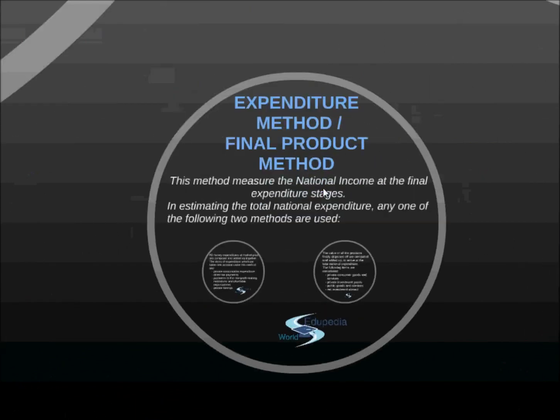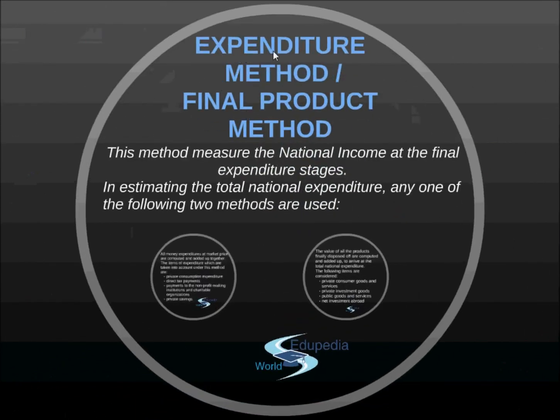The last method to find out the national income is the expenditure method or the final product method. Now, this method measures the national income at the final expenditure stages, that is, the expenditures which are done by the consumers, the government, the industries, etc. At that particular stage where they are doing their expenditure, we calculate the national income. In estimating the total national expenditure, any one of the following two methods is used.